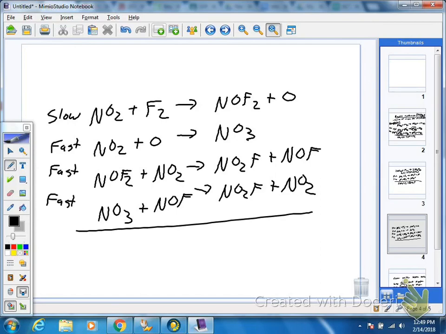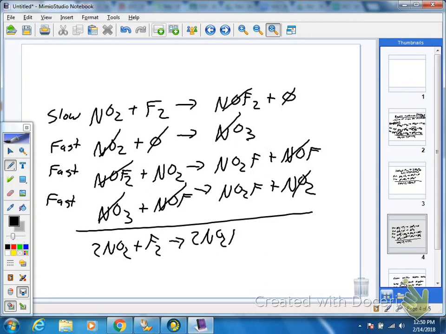And you go through and you go, well, NO3 is an intermediate. NOF is an intermediate. O is an intermediate. Cancel out one of the NO2s. NO2 in here. So, did we get everything canceled? Yeah. Does that agree? Yes. So that agrees, and then also our slowest step agrees with the rate law. So this person, theoretically, it could work. It satisfies the requirements.